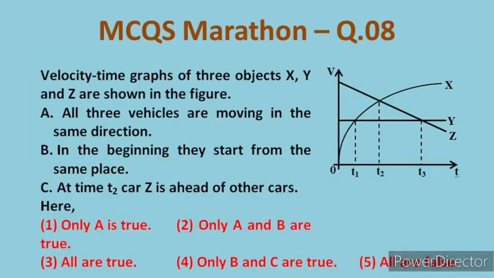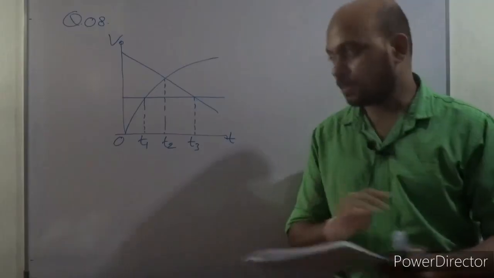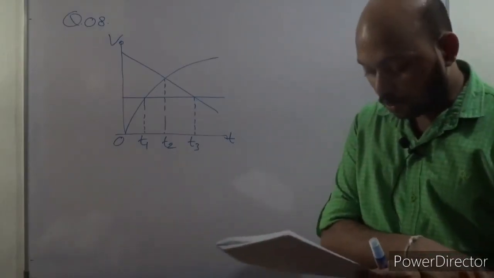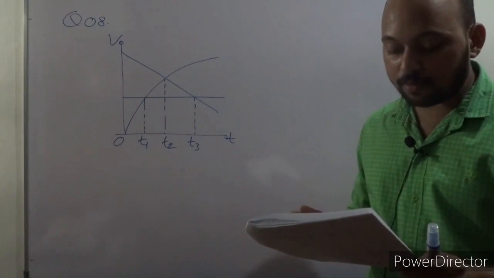Okay, question number 8. Velocity time graphs of three objects x, y and z are shown in the figure. There are three statements. A, all three vehicles are moving in the same direction. B, in the beginning they start from the same place. C, at time t2 car z is ahead of the other cars. So if you consider the first statement, all three vehicles are moving in the same direction.